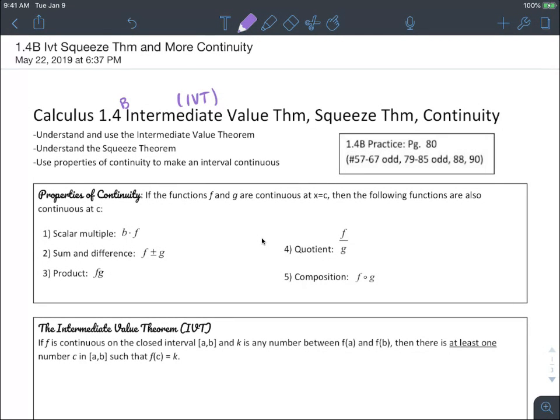If I have two functions, f and g, and they're continuous at x equals c, then the following functions are also continuous. If I multiply by a scalar, if I multiply f times g, if I add or subtract them, f plus g, if I divide, f over g, or f composed with g, which is f of g of x, or whatever value it is, okay?